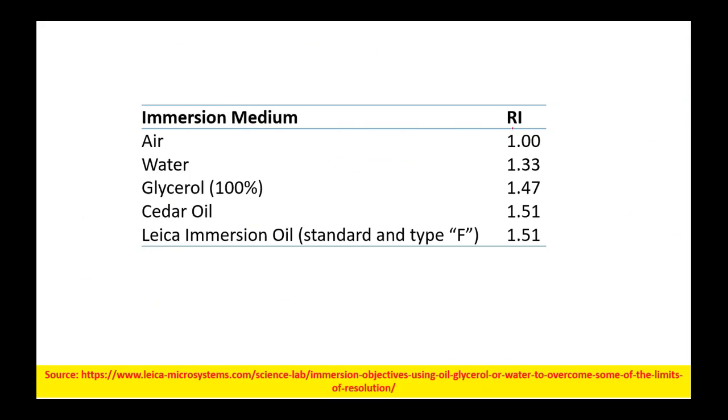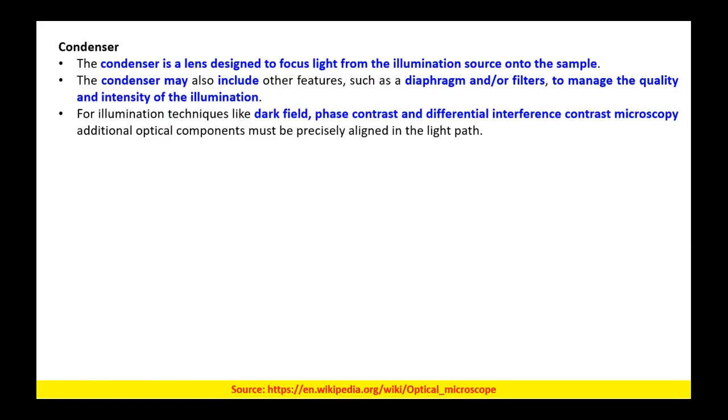Then different types of immersion medium. Air has a refractive index of 1, water has 1.33, and glycerol is 1.47. The higher the refractive index, the higher the ability of the system to collect the light from the specimen to the objective lens.